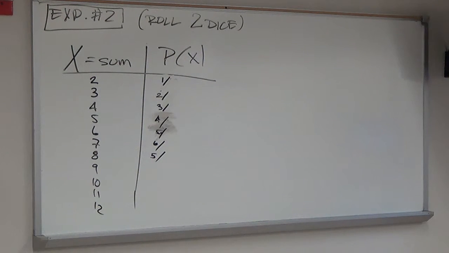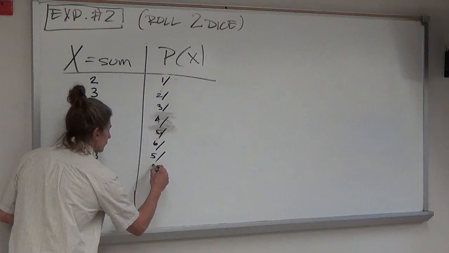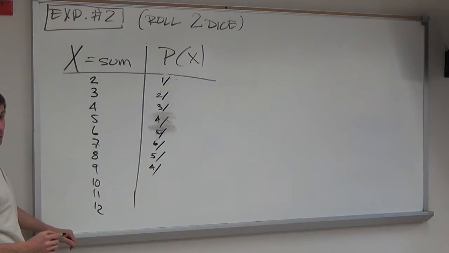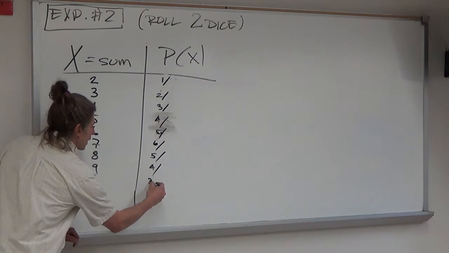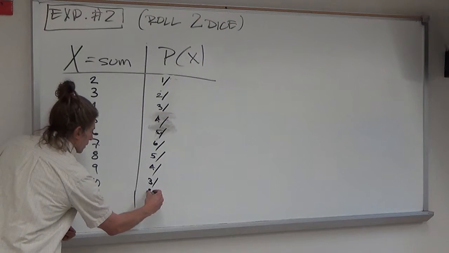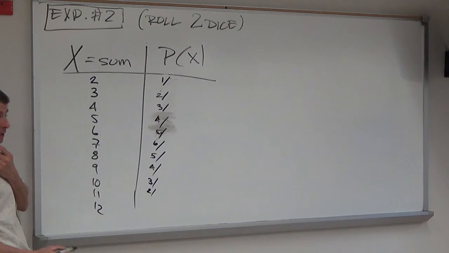How about 9s? 4 ways. That's 6 3, 3 6, 5 4, 4 5. 10s, 3. Once again, an odd numerator. 11s. And boxcars, only one way, just as likely as snake eyes. The question is, out of what? We've got the outcomes now. What's it out of? 36.